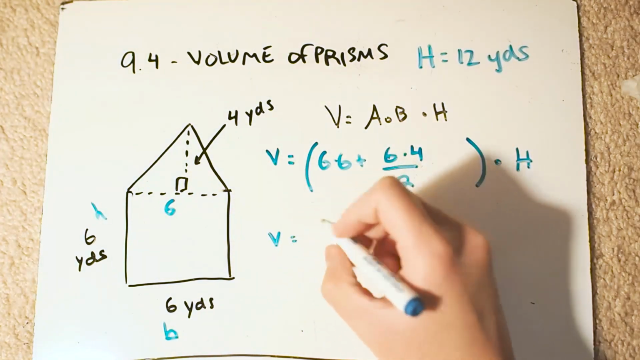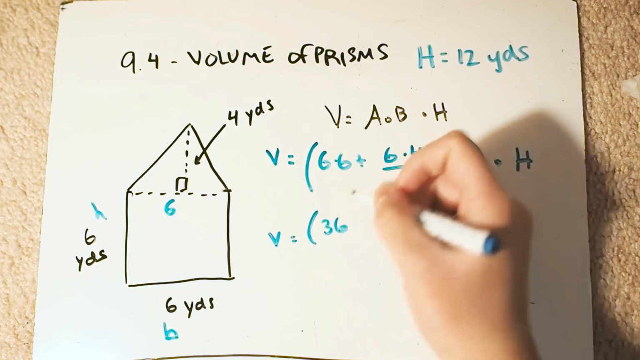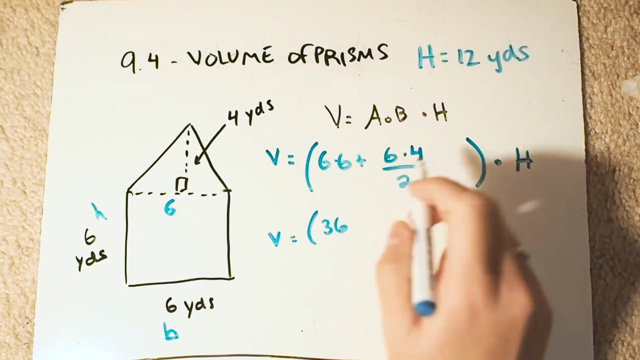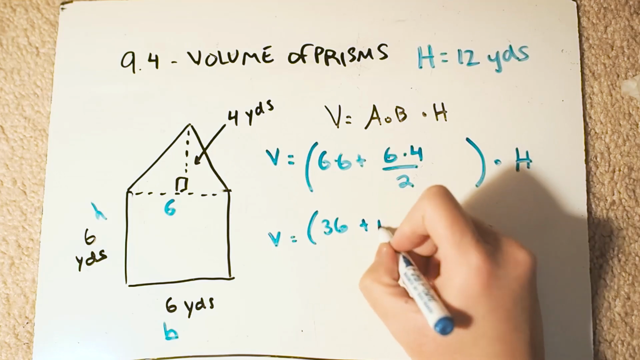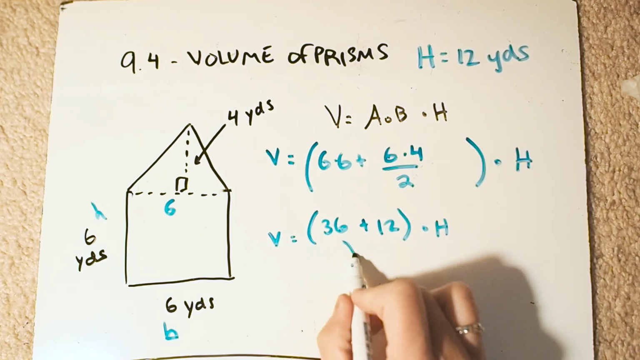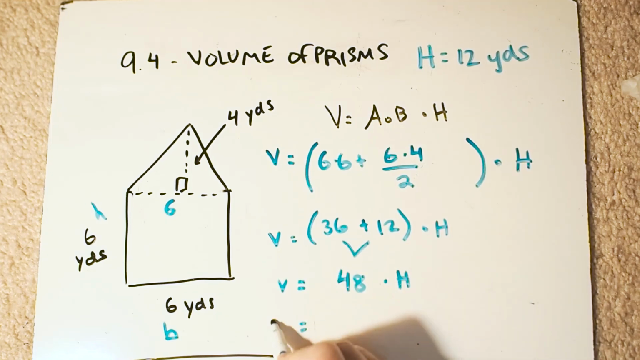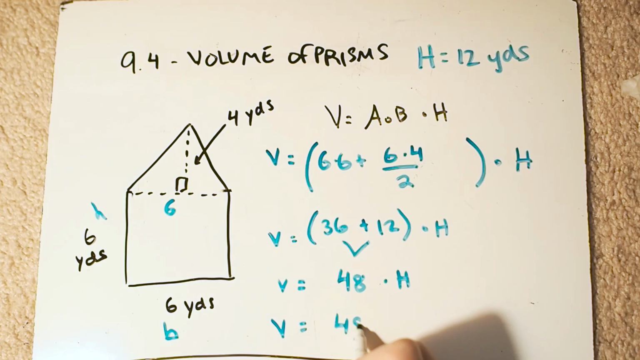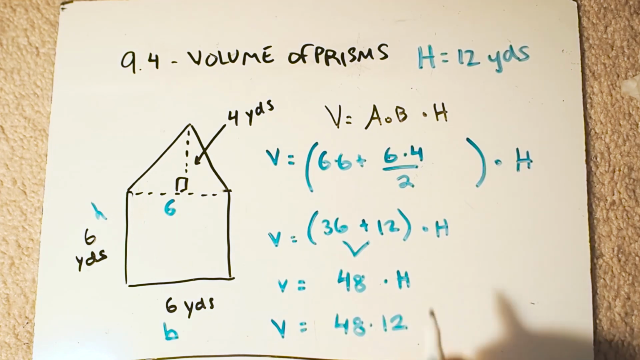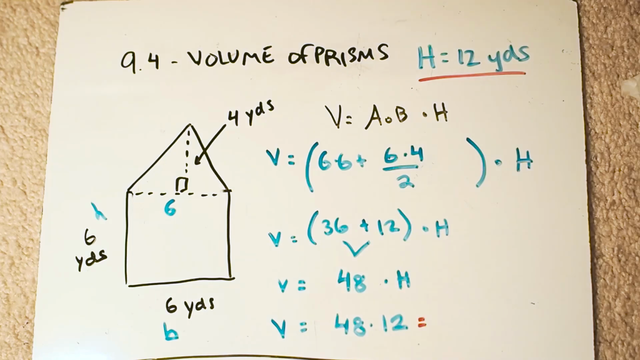Let's continue simplifying. 6 times 6 is 36. Plus 6 times 4 divided by 2 is 12, all times big H. So if we continue simplifying, 36 plus 12 is 48. Finally, we get volume equals 48 times the big H, which we finally fill in with 12, which we saved from earlier, and we end up getting 576 yards cubed is our volume.